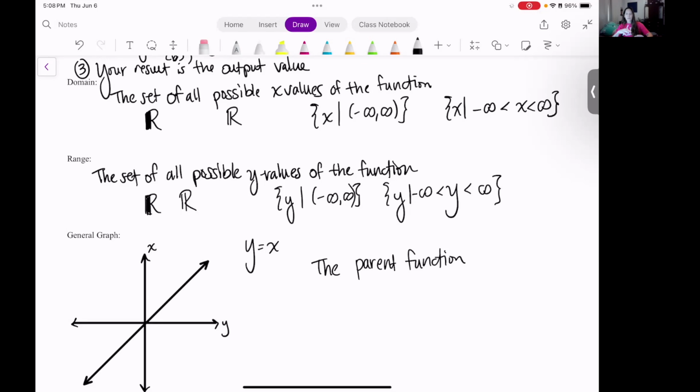If you're wondering what parent functions are, I'm going to talk about transformations in one of my next videos. And a transformation stems from the parent function. Just like children stem from their parents, you have this one general idea of what the parent function is, the most basic function, and then you can manipulate it. You can shift it up, you can shift it down, you can stretch it, you can shrink it, you can reflect it. But in this case, y equals x is the parent function. It has a slope of 1 and a y-intercept of 0.